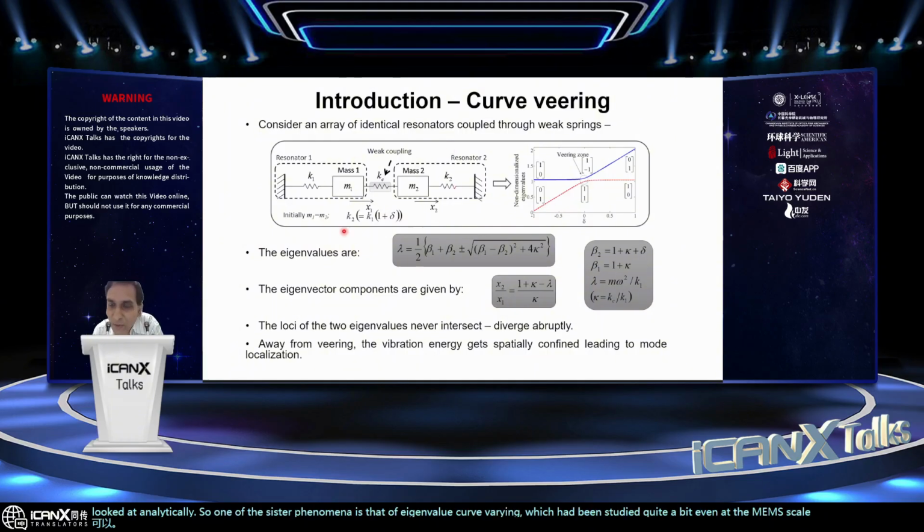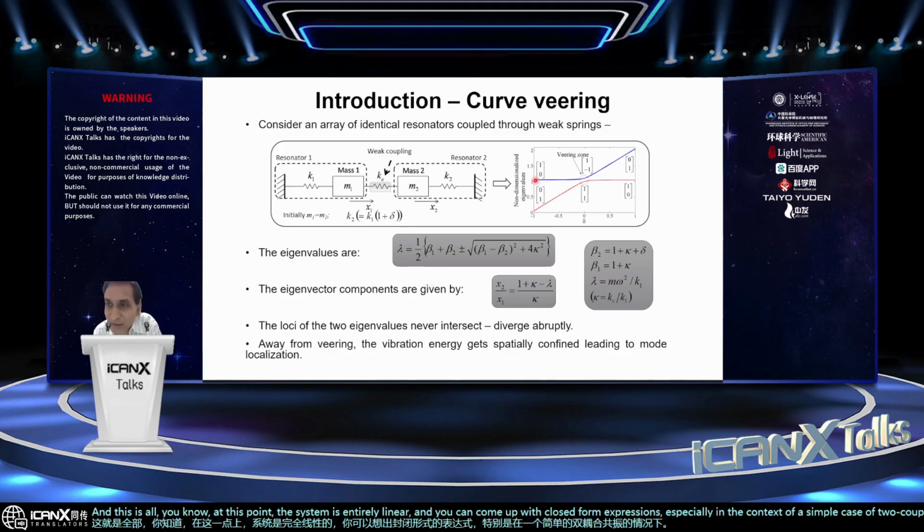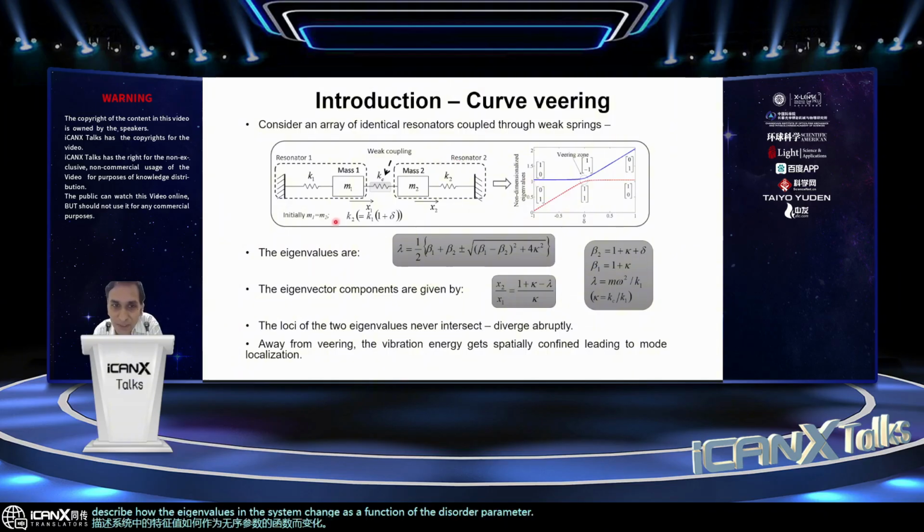And at this point, the system is entirely linear, and you can come up with closed form expressions, especially in the context of a simple case of two coupled resonators, to describe how the eigenvalues in the system change as a function of the disorder parameter. So this can be the stiffness of one of the resonators relative to the other, for instance, in this particular case.